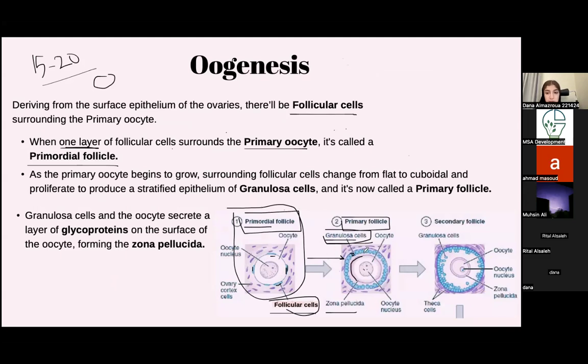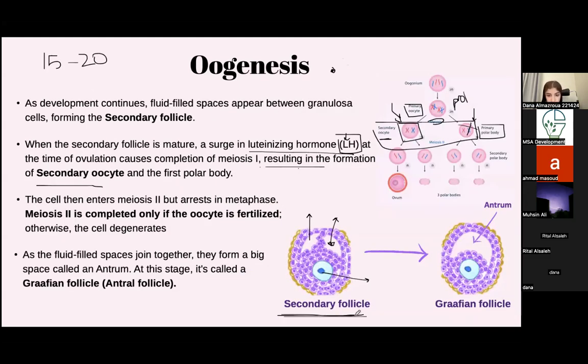These follicular cells will become granulosa cells, because they're larger. It's the same cells, they're just cuboidal rather than flat, so we call them granulosa cells. And now instead of calling it a primordial follicle, we would call it a primary follicle. The oocyte is still a primary oocyte stuck at prophase I. When we go to the secondary follicle, it's still a primary oocyte stuck at prophase I, but the only difference is that we start to have fluid-filled spaces appearing between the granulosa cells surrounding the oocyte. So at the secondary follicle, it's still a primary oocyte.